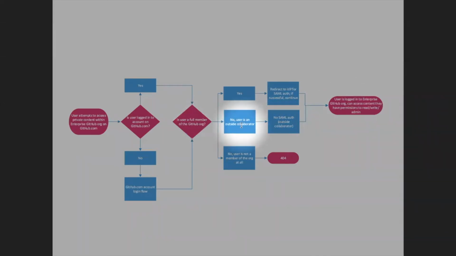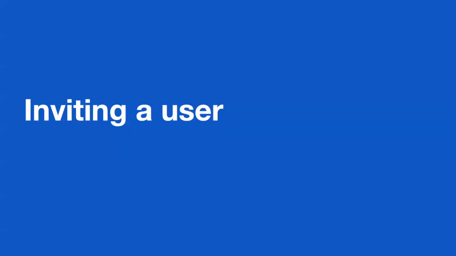If the user is an outside collaborator, it's not a member, so then there is actually no SAML SSO step, and the user has access directly to the resources of your organization. And the last scenario is if the user actually has to access some resources and the user is not a member. So actually the user is going to receive a 404 in that case.